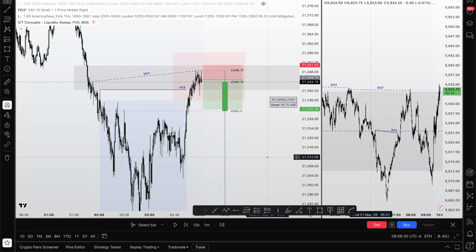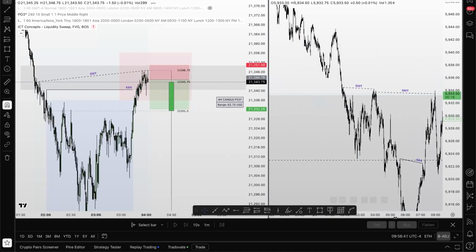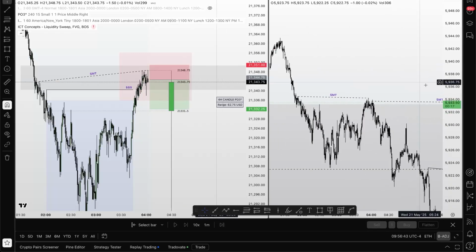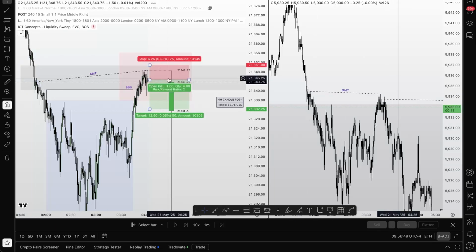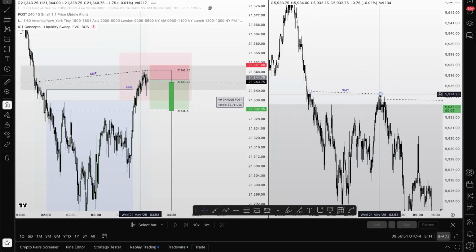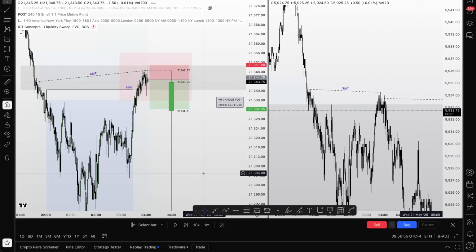The next confluence I like to see is an SMT. So if we look over here on ES, we get an SMT here at these highs. On Nasdaq, we take the high, whereas on ES, the high stands. So to me, that's a confluence that we're going to now go lower.